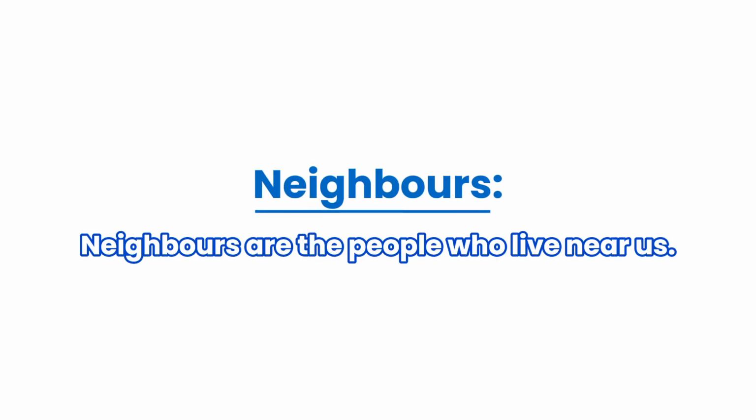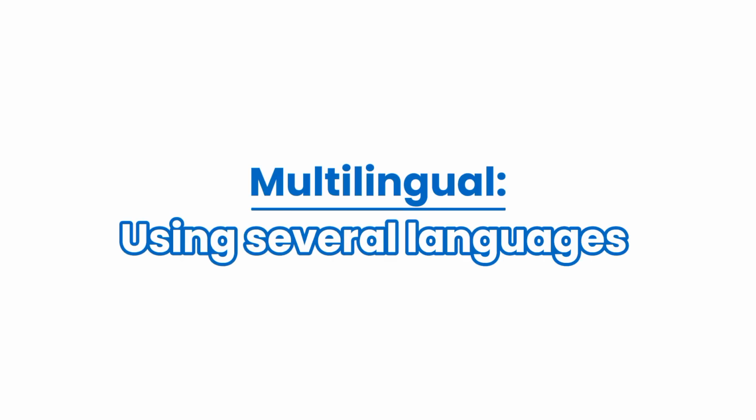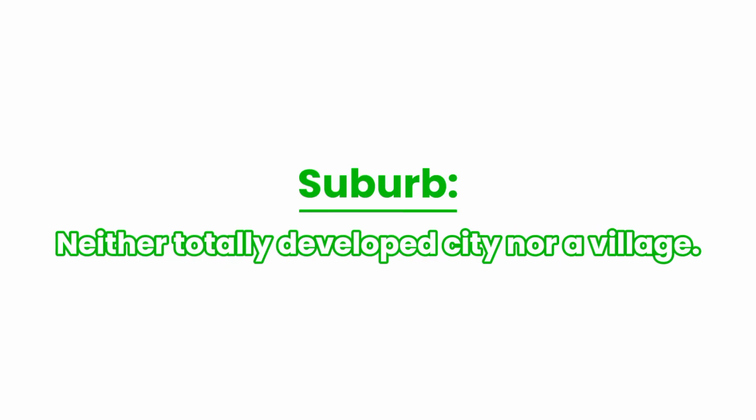Neighbours are the people who live near your house. Neighbours are the people who live next to your house. Multicultural means several cultural or ethnic groups within a society. Multilingual means using several languages, using more than one language. Suburb means neither totally city nor village. The village which is going to develop into a city or town is known as a suburb.